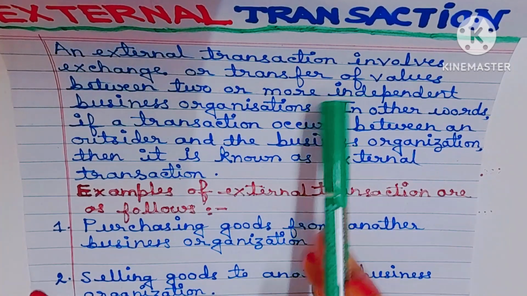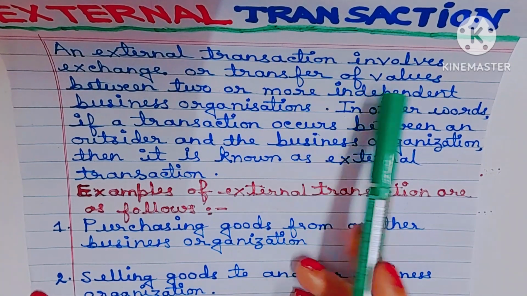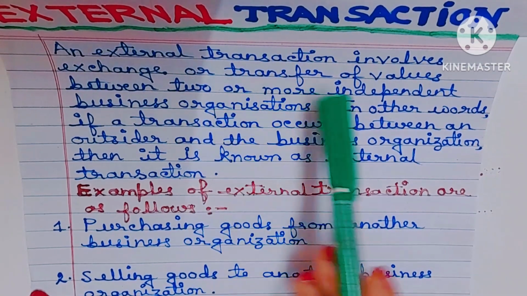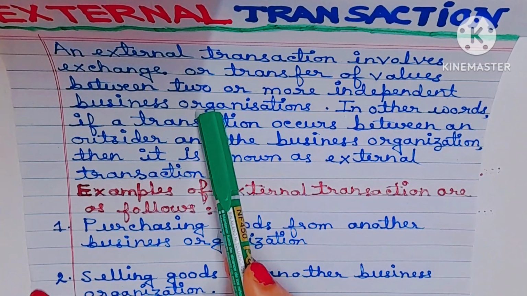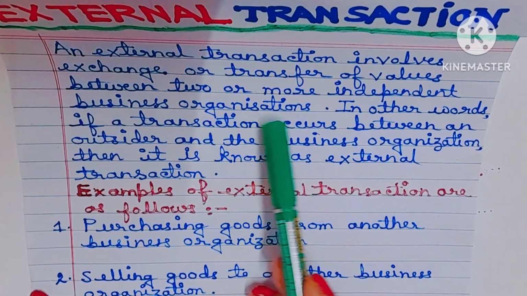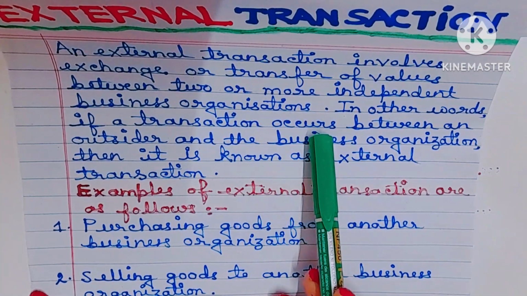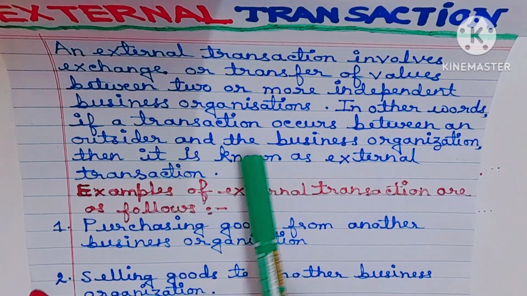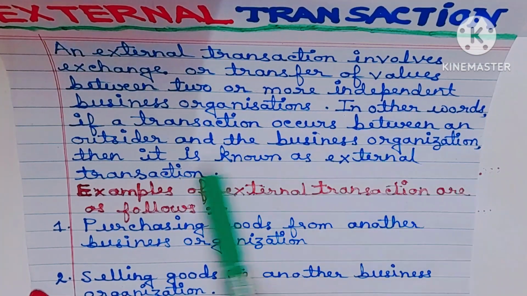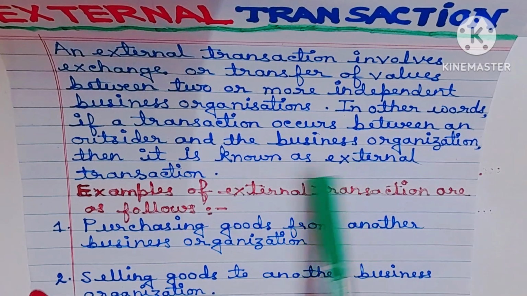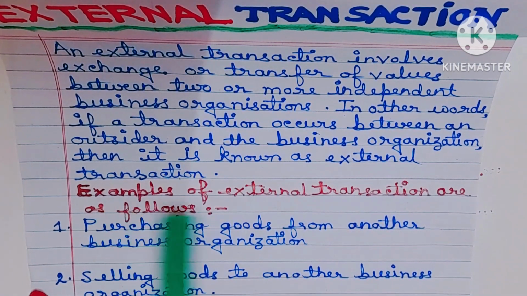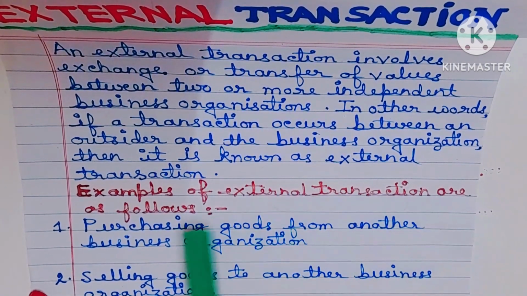External transaction. An external transaction involves exchange or transfer of values between two or more independent business organizations. In other words, if a transaction occurs between an outsider and the business organization, then it is known as external transactions. Examples of external transactions are as follows.